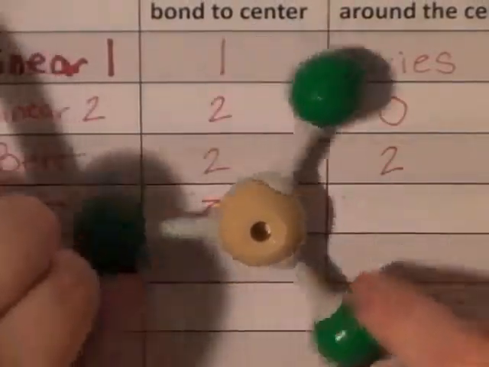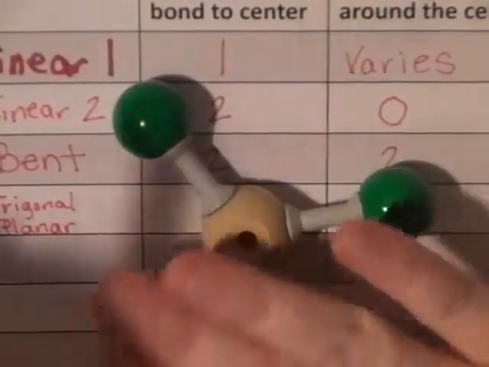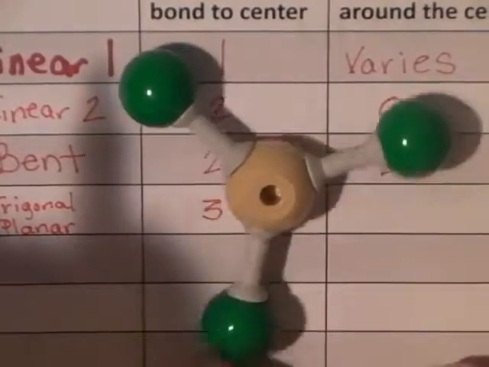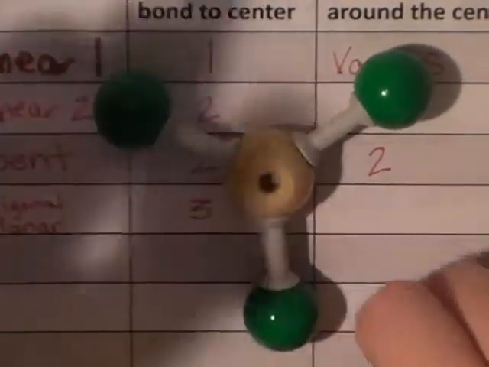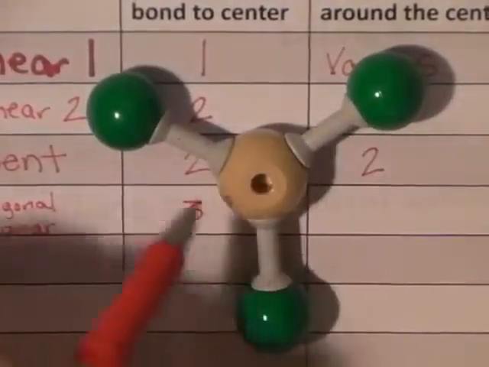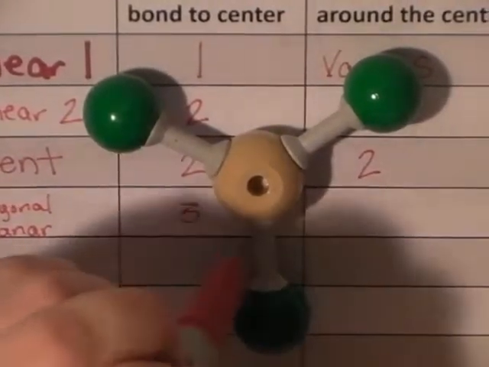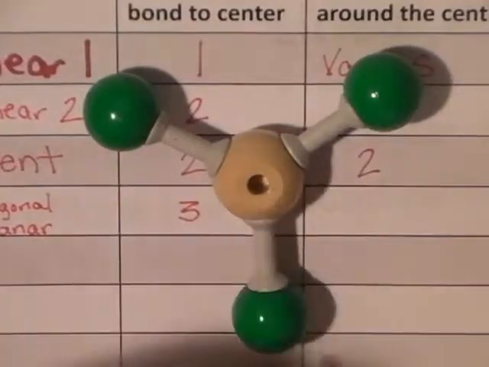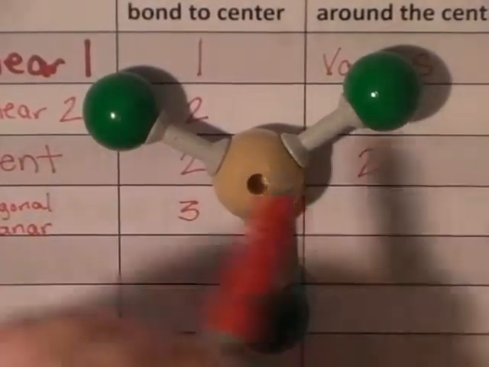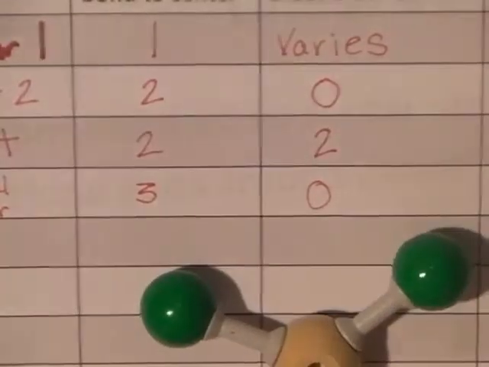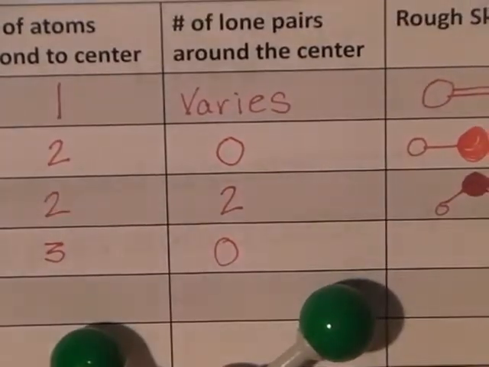But trigonal planar, so it's flat with the paper. It's all on the same plane. That's why it's called trigonal planar. Notice, could these be any more spread out than they are right now? Hopefully you're saying no. All of these are 120 degrees apart. These can't spread out any more than they are right now, which is telling us there is nothing else around the center. So it is 0 lone pairs around the center.